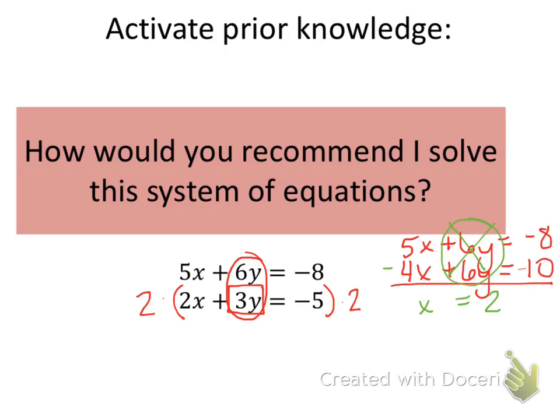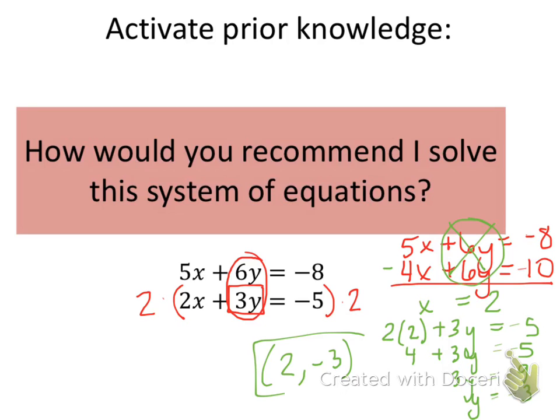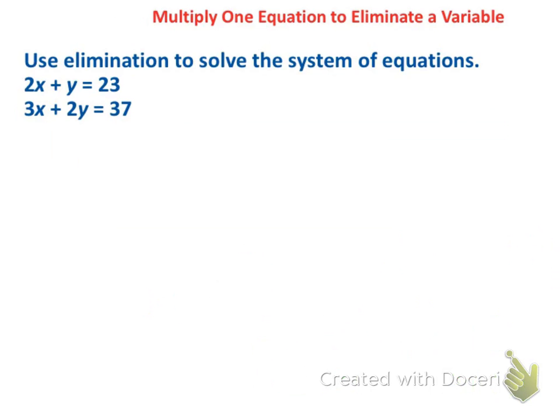I know what x is, now I have to find y. So to find y, I pick whichever equation is my favorite. I'm going to use the second one. And I solve for y, just like before. So it gives me 4 plus 3y equals negative 5. 3y equals negative 9. Y equals negative 3. So your final answer, x comma y. Now, I understand you might not get the hang of that yet, but we'll do more practice with this. Let's take a look at another problem.